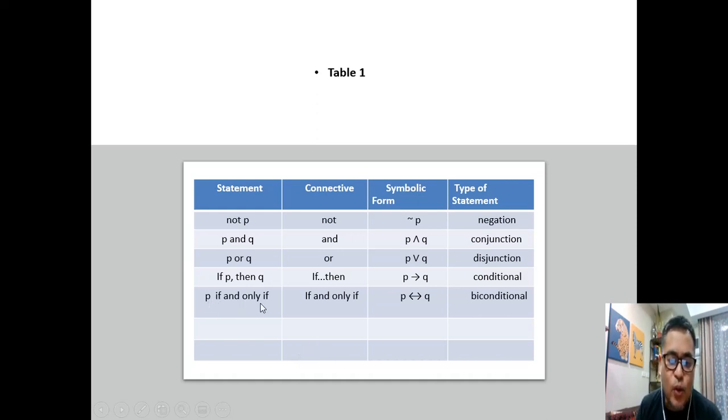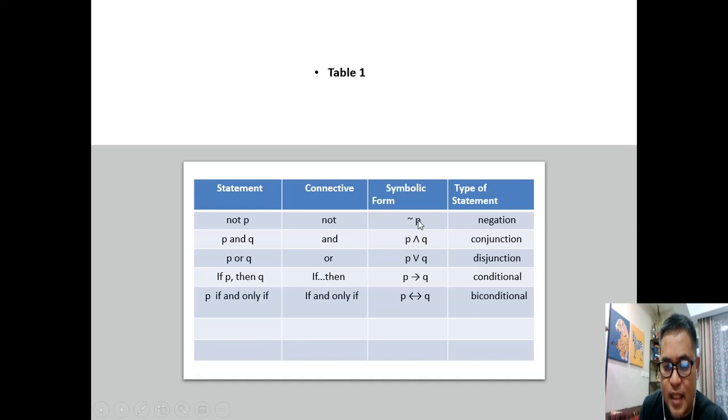P if and only if Q. Okay, the connective is if and only if. So take note of this. That means P double arrowhead Q. So that's biconditional. So basically you just have to familiarize yourselves with the symbolic forms because you will be meeting these every now and then.